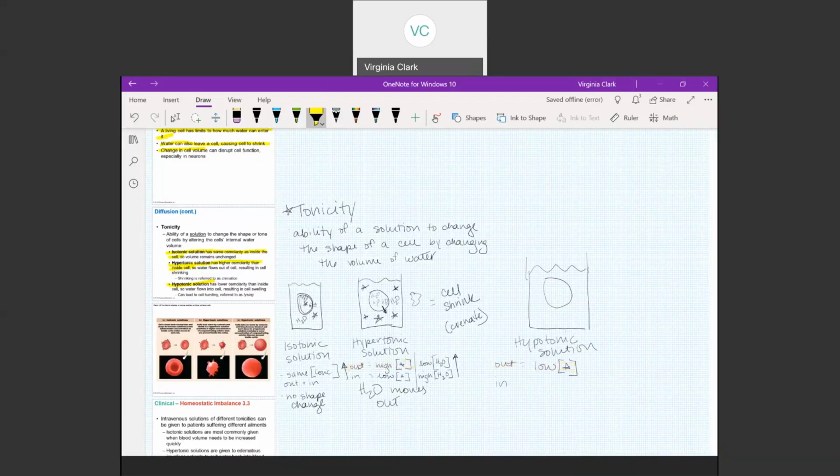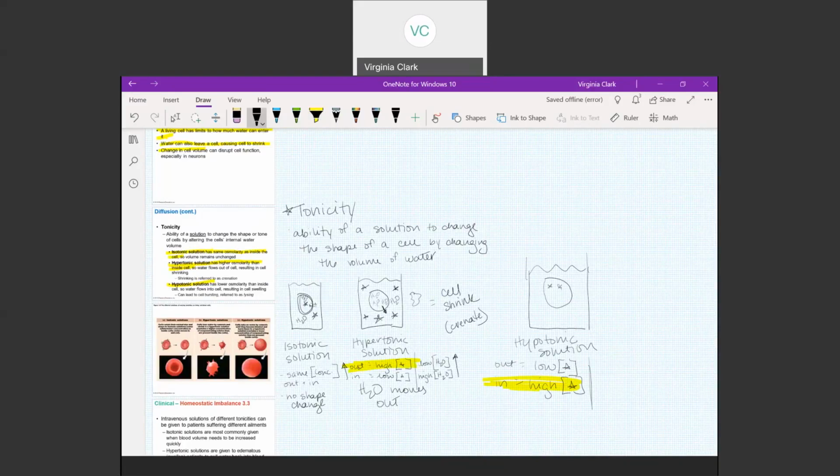So what I would do is I would do low amount on the out of the cell, and you have a high amount on the inside of the cell. To start with figuring out these concepts, always start with where the high concentration of solutes are. Here in a hypertonic solution, the high concentration of solutes is outside the cell, while in a hypotonic solution, the high concentration of solutes is inside the cell. Okay, so we're going to have a high amount in.